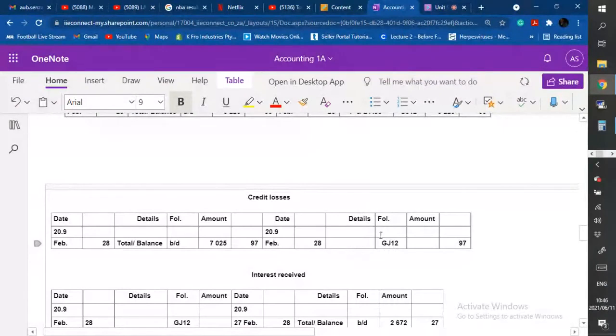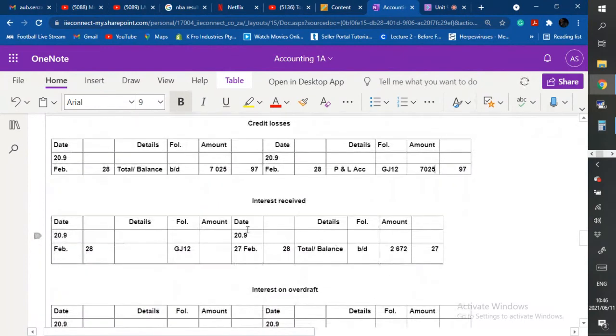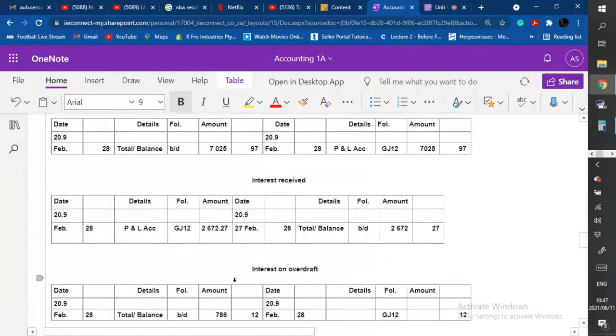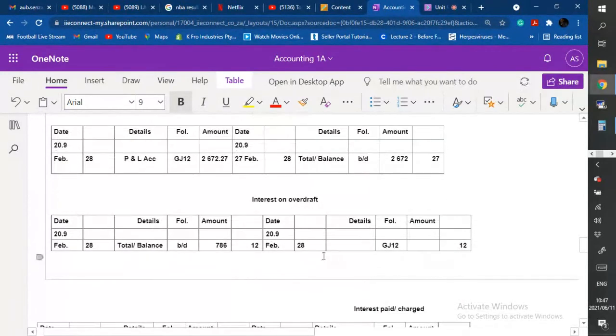Equal and opposite. Okay, and guys, if you have any questions, please feel free to ask. That's why I'm here. 672. Okay. And let's plug in the cents there as well. 27. Okay. All right. Interest on overdraft.